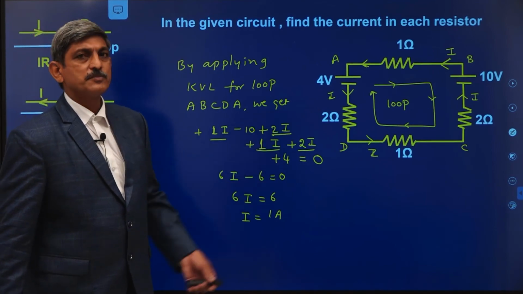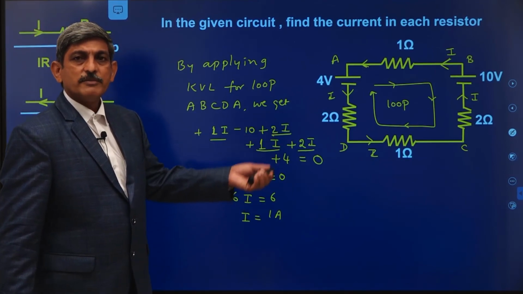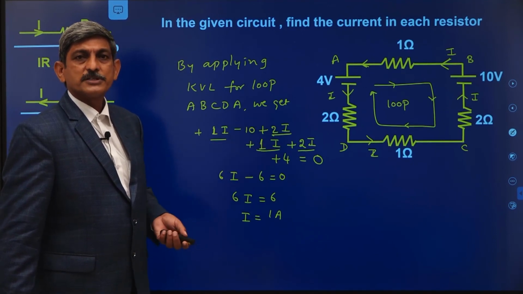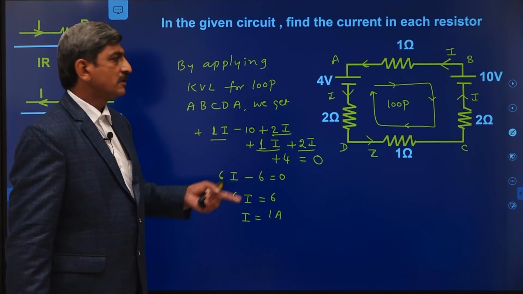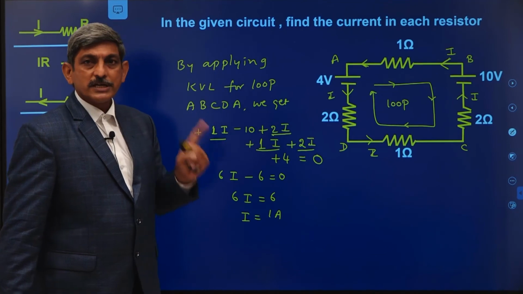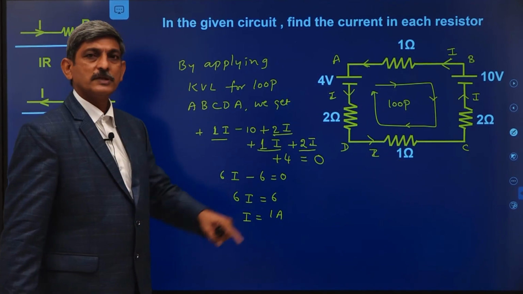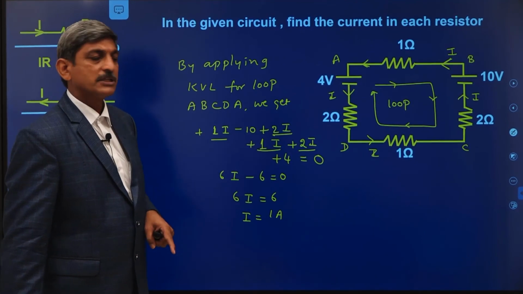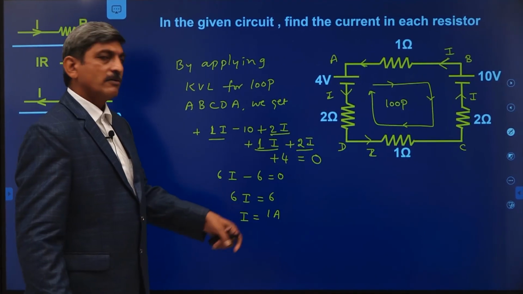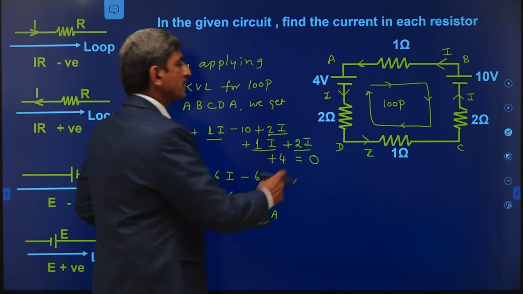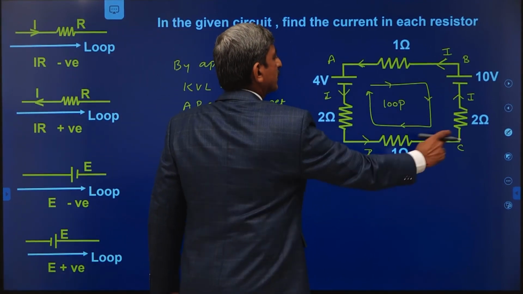So this is the simple network where all the elements are in series combination. The same current is passing through all the elements, so the assumption of one current is enough. For getting one current, just one loop is enough. By writing the loop equation, we obtain the current value, which is nothing but the current passing through all the elements of the circuit.